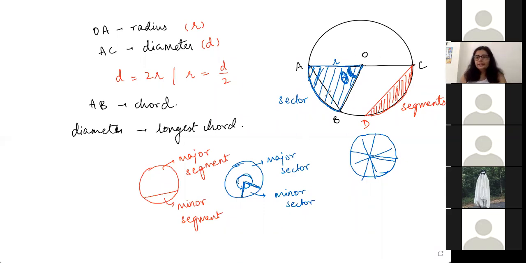But if you consider the segment formed by a diameter, that has a special name. What is that called? Ma'am, can you repeat your question? Yeah, we'll discuss that in a bit. Okay, that's a good point. Even for sectors, you have certain special names. Okay, so we have minor and major segment. Smaller area is minor, greater area is major.